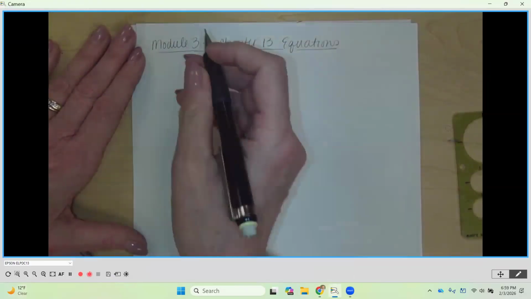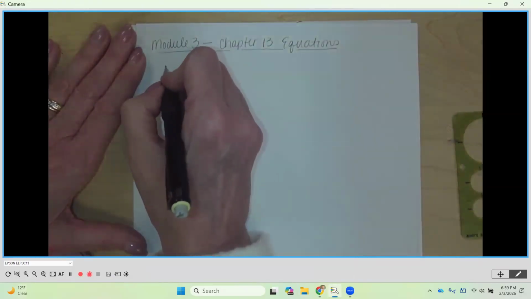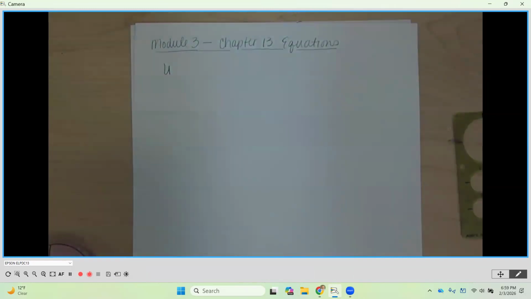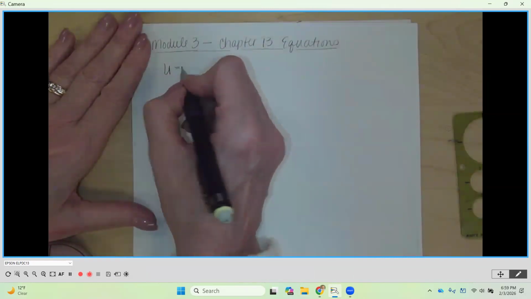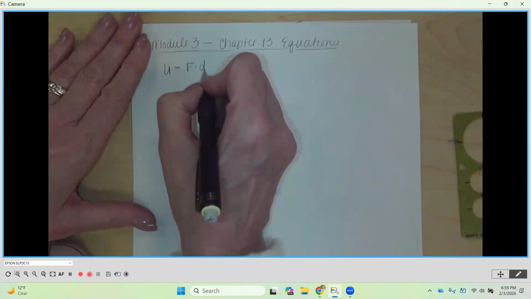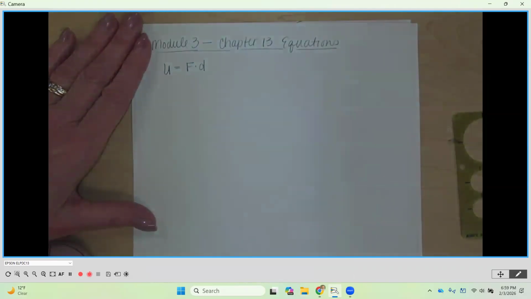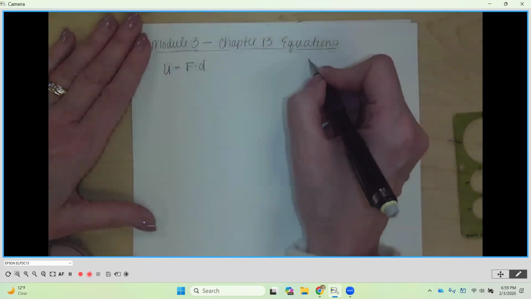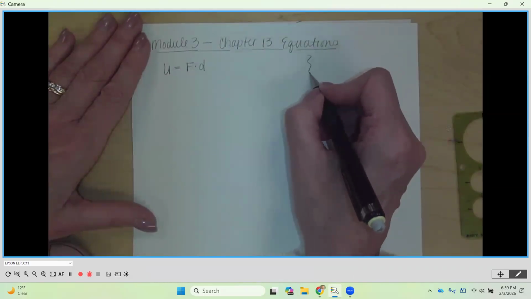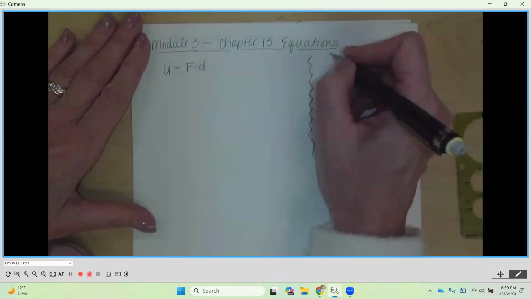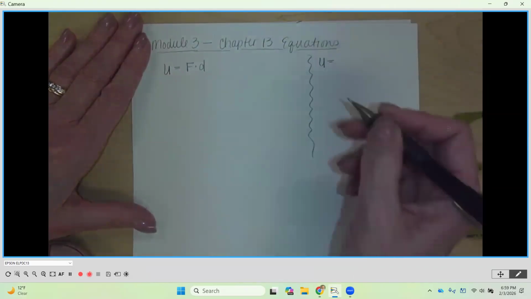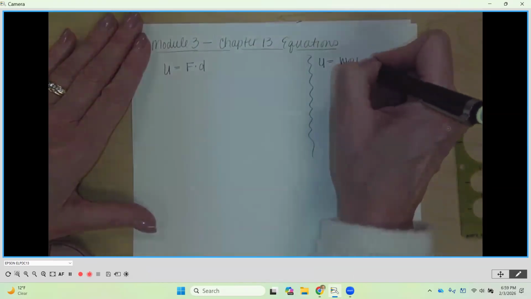So the first variable that we're going to look at here is going to be U, which is going to be our work, equal to force times distance. And then over here, I'm going to have a little running column where I say what each thing is. So U is going to be work.